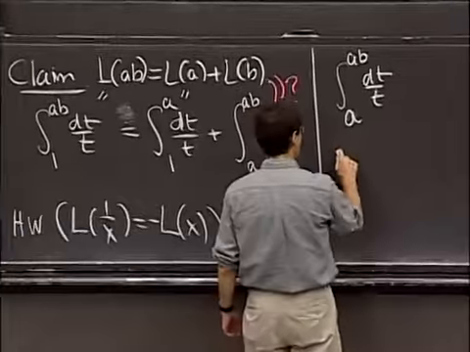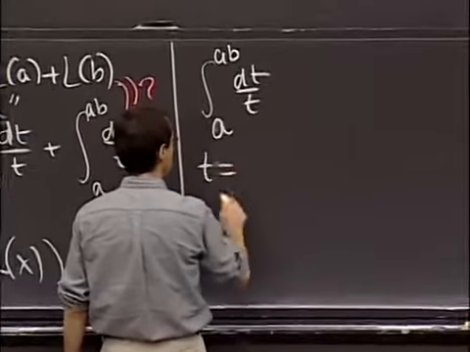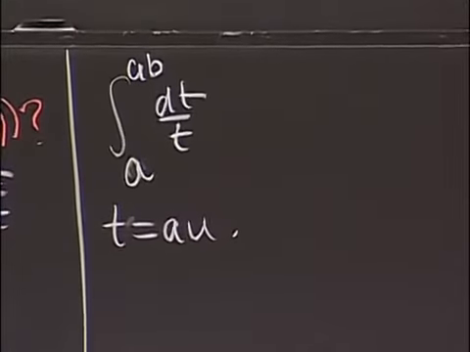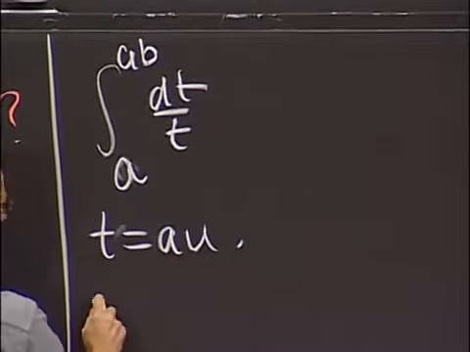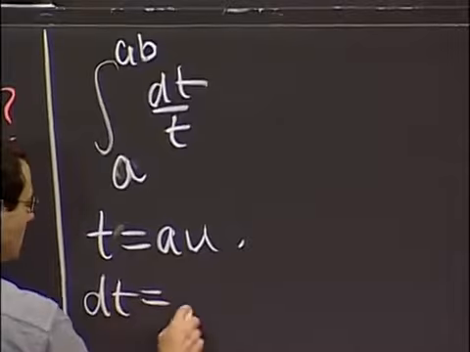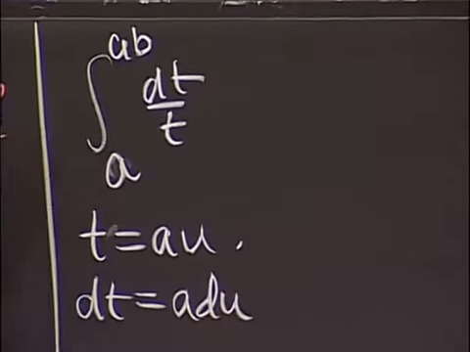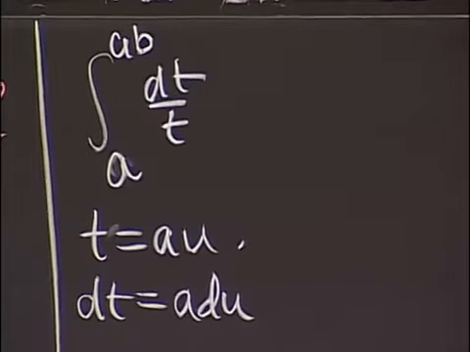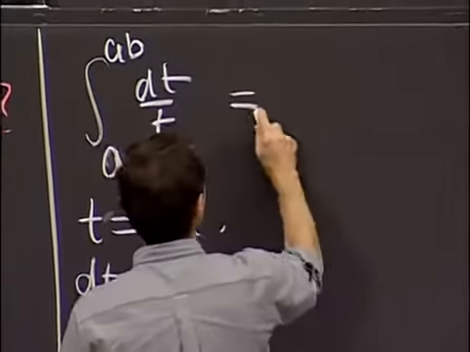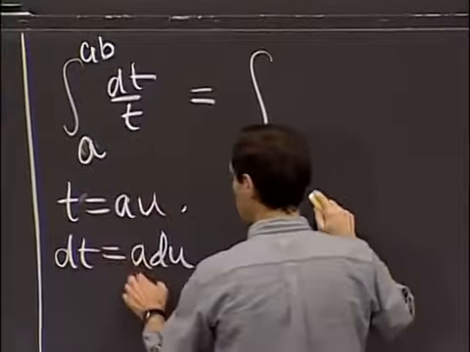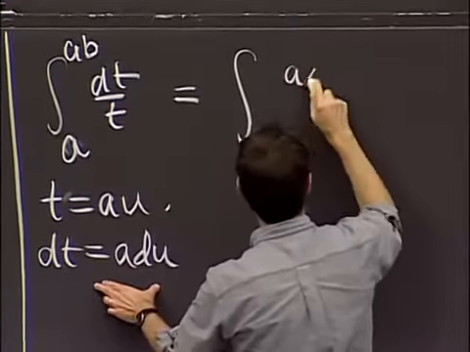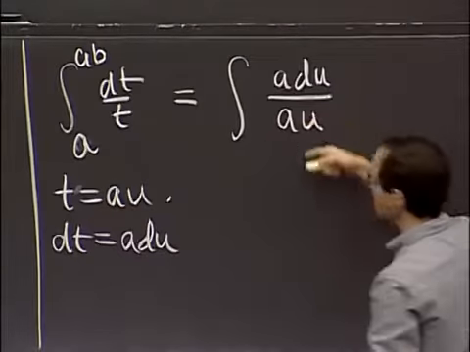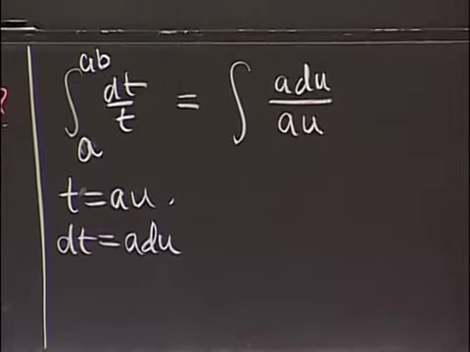And so this suggests that we write down t is equal to a times u. That's going to be our trick. And if I use that new variable u, then the change in t, dt, is a du. And as a result, I can write this as equal to an integral where dt is a du, and t is au. So I've now substituted in for the integrand.